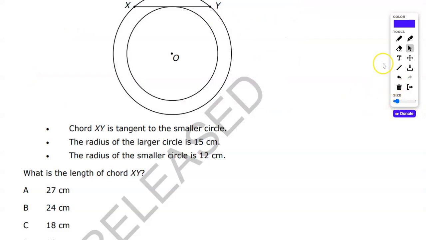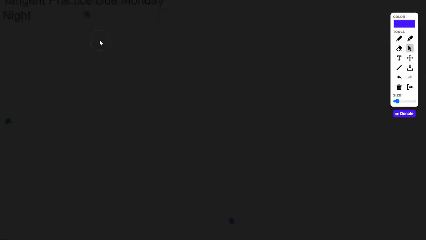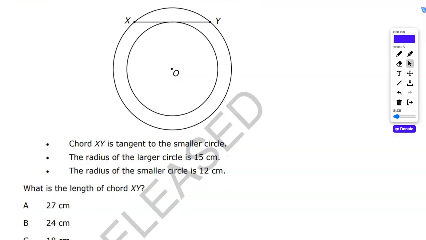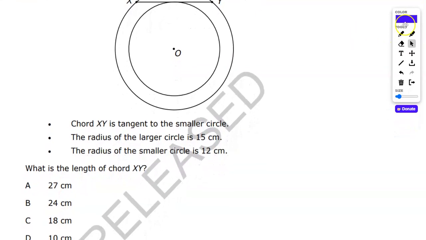One last question. I didn't use this one in class. This was from a released version of the EOC. And the figure shows concentric circles, meaning they share a center, and that center is O. We got a chord that's tangent to the smaller circle, touching it one time. So remember what we learned. We're automatically going to have a 90-degree angle at the radius. The radius of the larger circle is 15. The radius of the smaller circle is 12. So the radius of the smaller circle being 12, I know that this is 12.